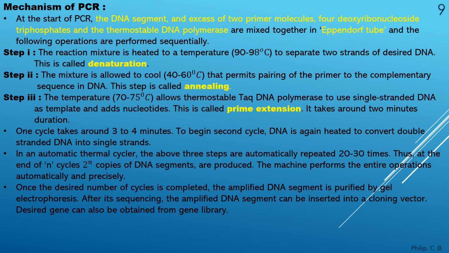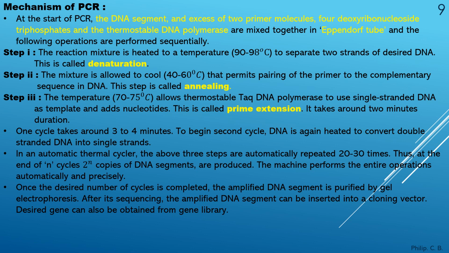To begin the second cycle, DNA is again heated to convert double stranded DNA into single stranded DNA. Further, in an automatic thermal cycler, the above three steps are automatically repeated 20 to 30 times. Thus, at the end of n cycles, 2^n copies of DNA segments are produced. The machine performs the entire operation automatically and precisely. Once the desired number of cycles is completed, the amplified DNA segment is purified by gel electrophoresis. After its sequencing, the amplified DNA can be inserted into a cloning vector.